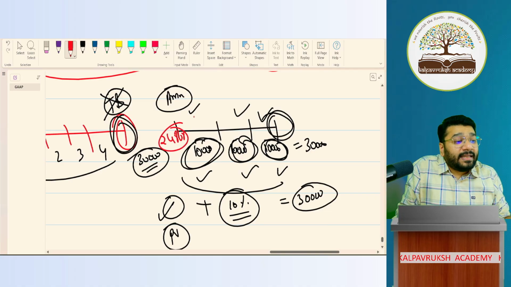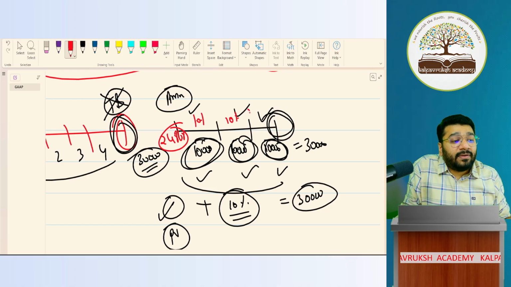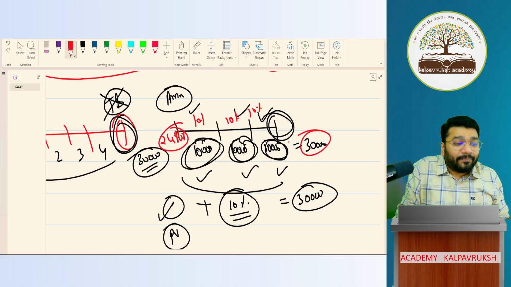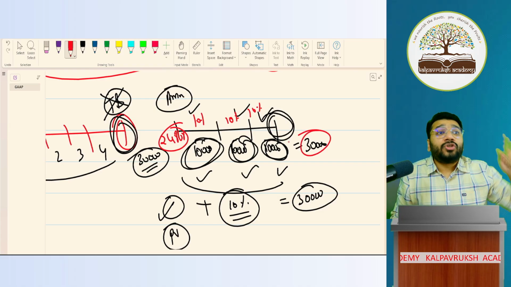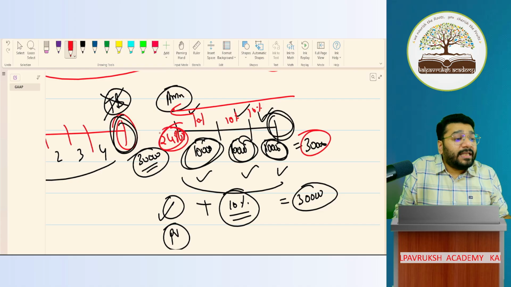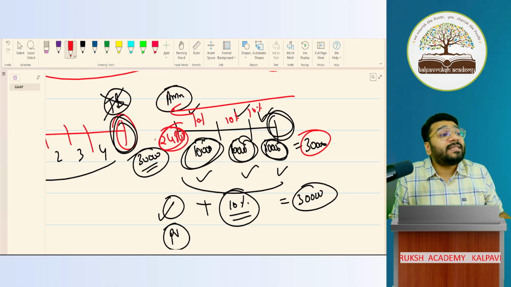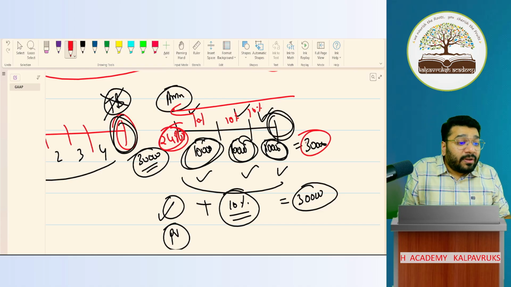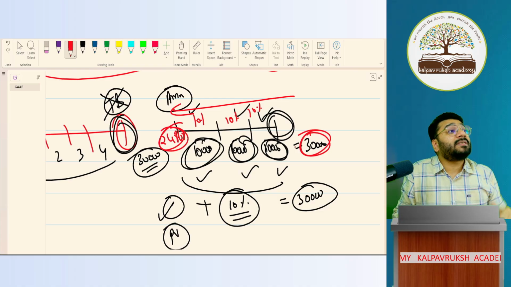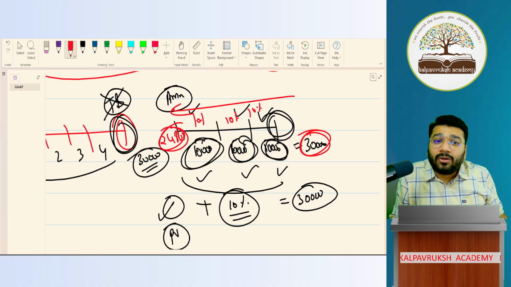You invest this 24,868 in an FD at 10% interest. By the end of the 3rd year, it becomes 30,000. So the process of going backward and deriving the initial amount is called discounting. From 30,000, I traveled backward to get the initial value. That process is called discounting. Got it, not got it?